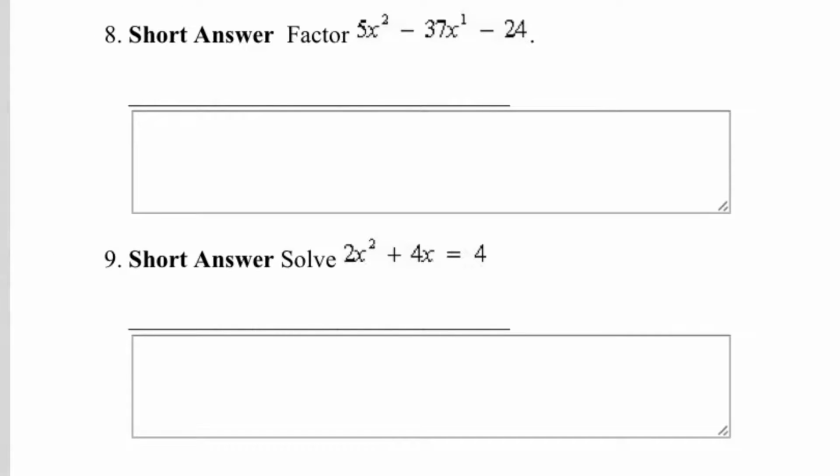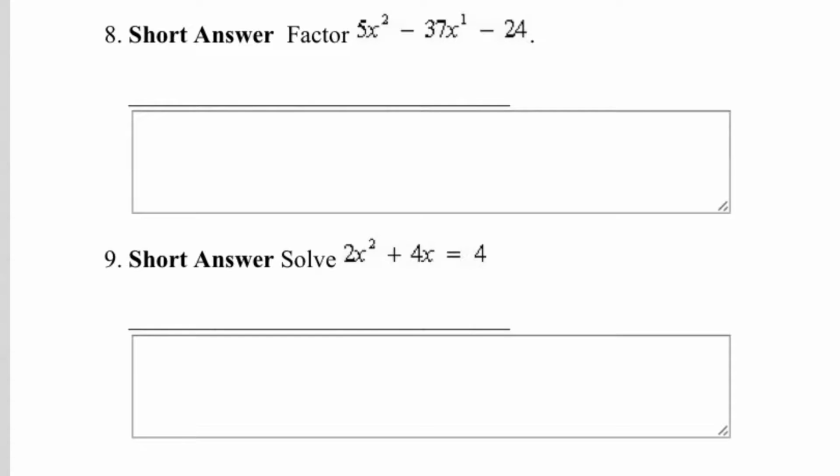Okay, now let's look at number 8. It says factor, that's it, just factor, so there's no solving, okay? There is no equal sign here, so don't write your answer x equals something. That wouldn't make sense here. You just have to split it up by factoring, okay? So first take out the GCF. These three have nothing in common, right? 5 and 37 and 24 have nothing in common.